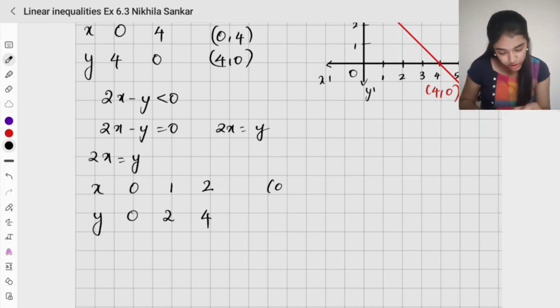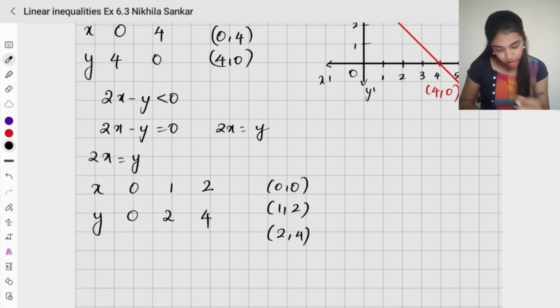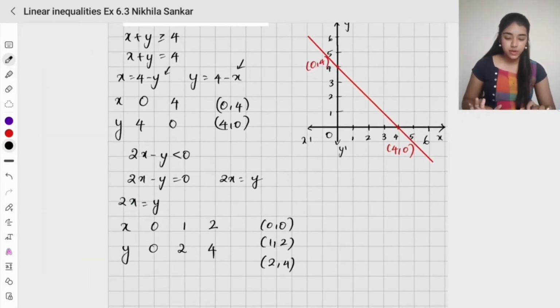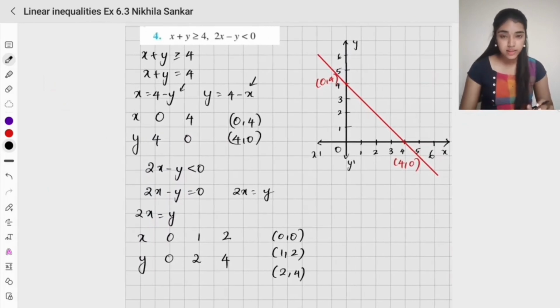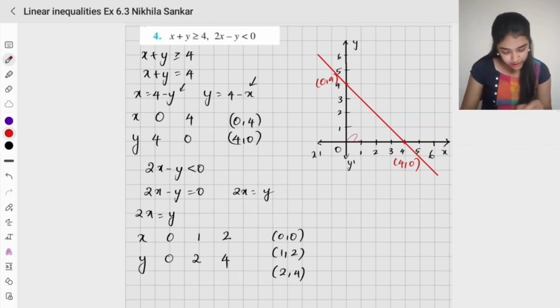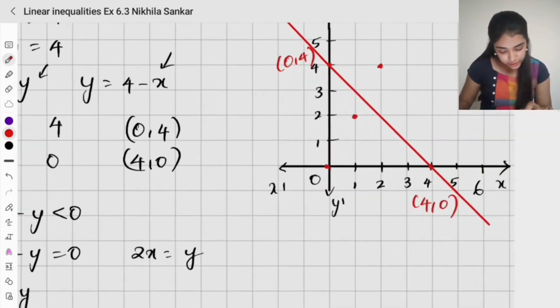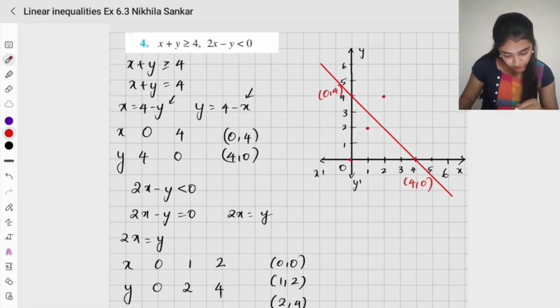So now what are my solutions? 0, 0, 1, 2 and 2, 4. So in questions with inequations like this, you have to go for other values apart from 0 for x. Okay. So how does this look like? 0, 0, 1, 2. So this is going to be 1, 2. Where is 2, 4? It is going to be this. So how does my equation look like? When I join these, I am going to join with a dotted line.